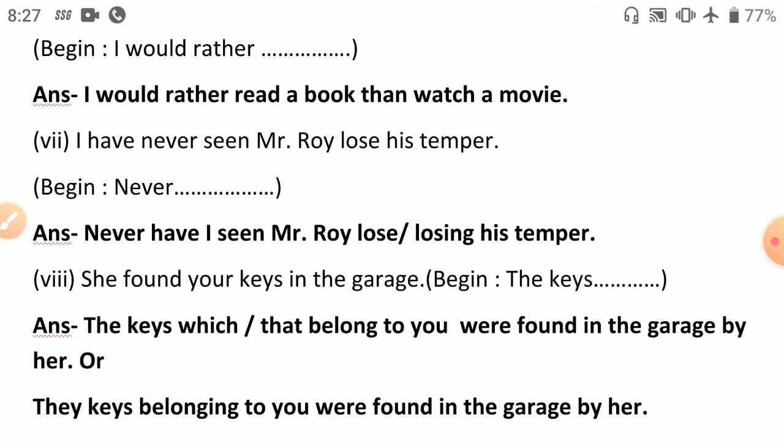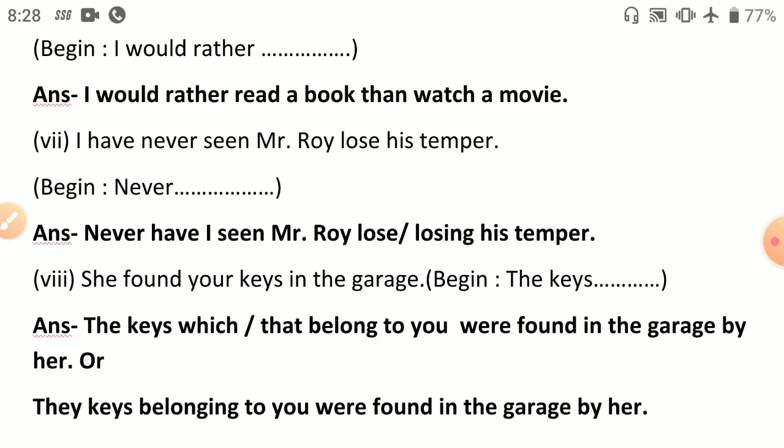Eighth one, that is the last one. She found your keys in the garage. So begin with the keys. Here it's an example of active to passive. The keys, she found your keys. In the changed sentence, you have to show the keys belong to whom. So the keys that belong to you, it is in past tense, so were found in the garage by her. So that is one way. Or the keys belonging to you were found in the garage by her.